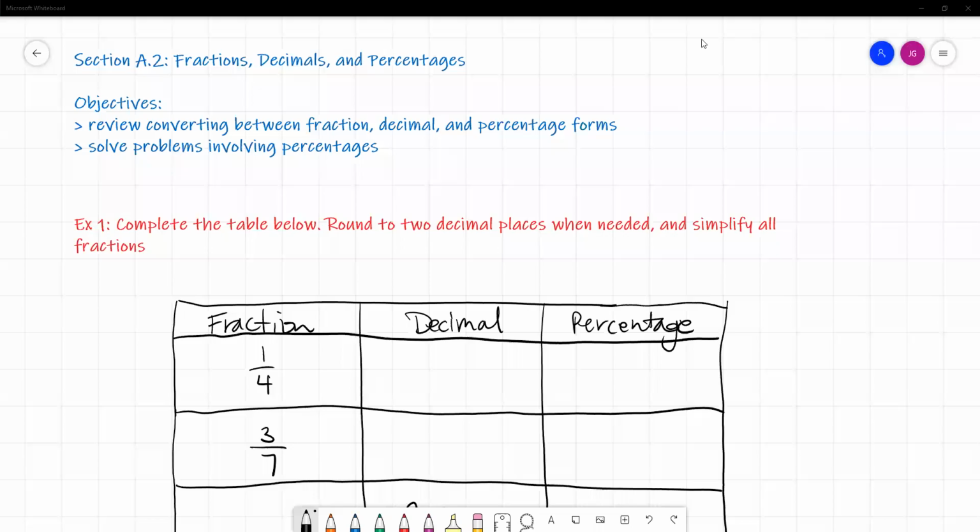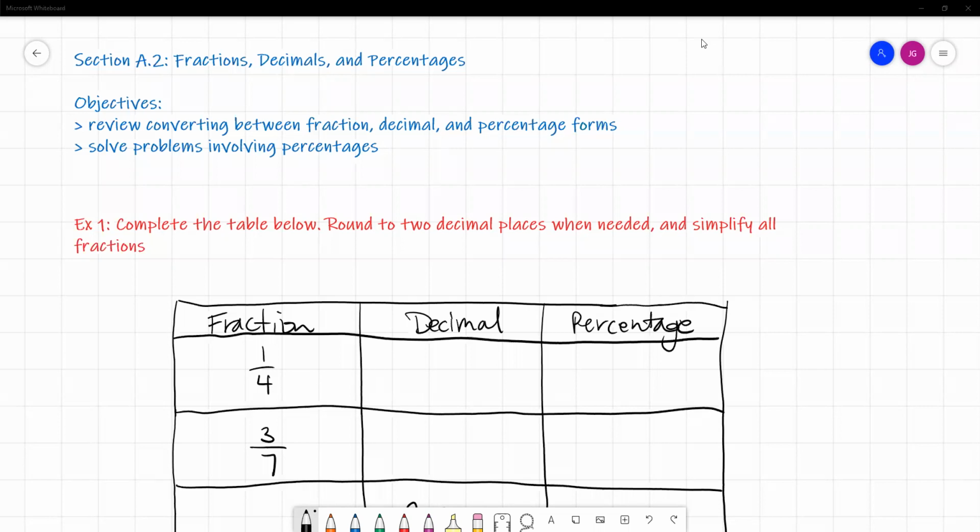Hi, College Math. Here is our video for section A.2, fractions, decimals, and percentage. Our objectives are to review converting between fraction, decimal, and percentage forms, and then to solve problems involving percentages.